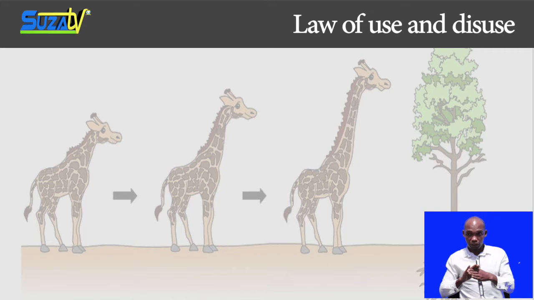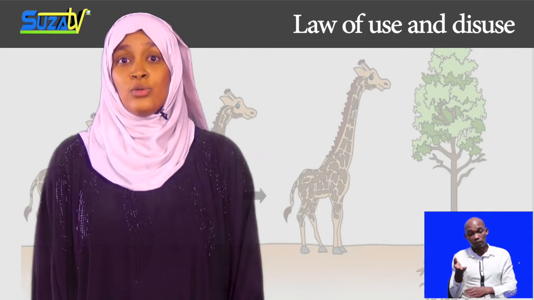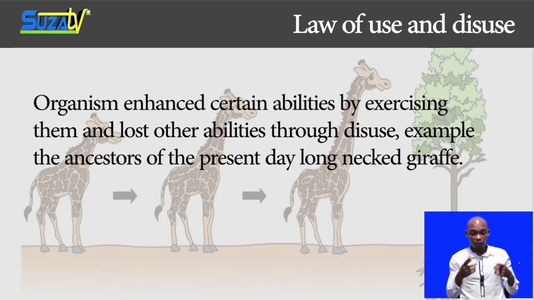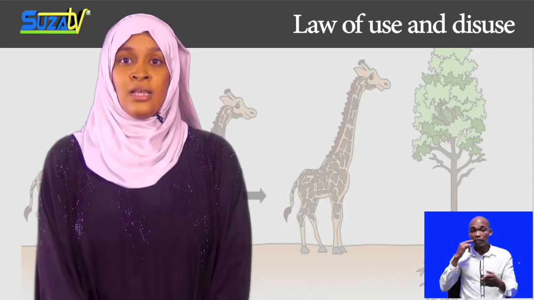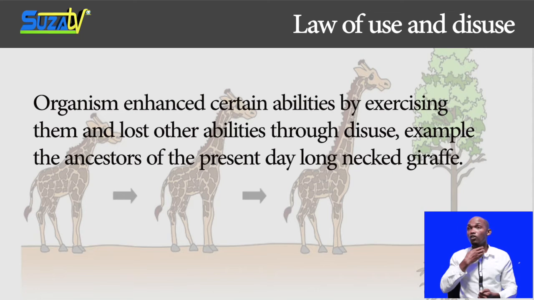In the law of use and disuse, he stipulates that the organ which is used more and more by an organism becomes bigger and stronger, and one that is not used disappears eventually. He used the law of use and disuse, which explains that organisms enhanced certain abilities by exercising them and lost other abilities through disuse. Example, the ancestors of the present-day long-necked giraffe.